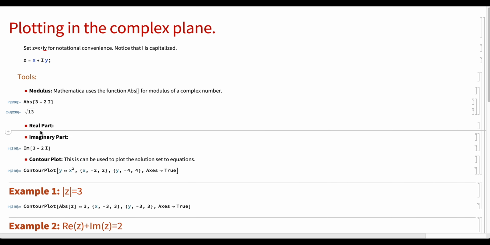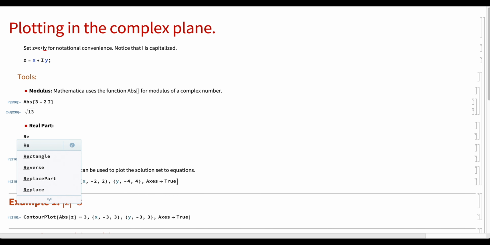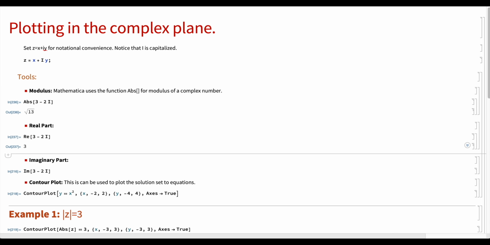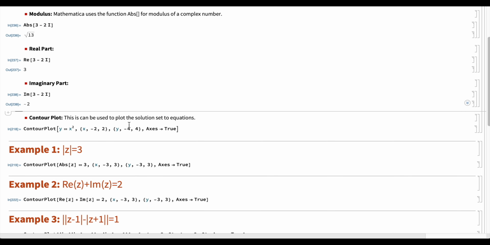And then next, maybe we'd like to find the real part. The Mathematica function for that is quite easy. It's just Re. So let's look at the same thing, Re of 3 minus 2i. That should obviously give us the number 3, and it does. Now let's check the imaginary part. It's aptly named as well, just Im. So the imaginary part of 3 minus 2i is negative 2.